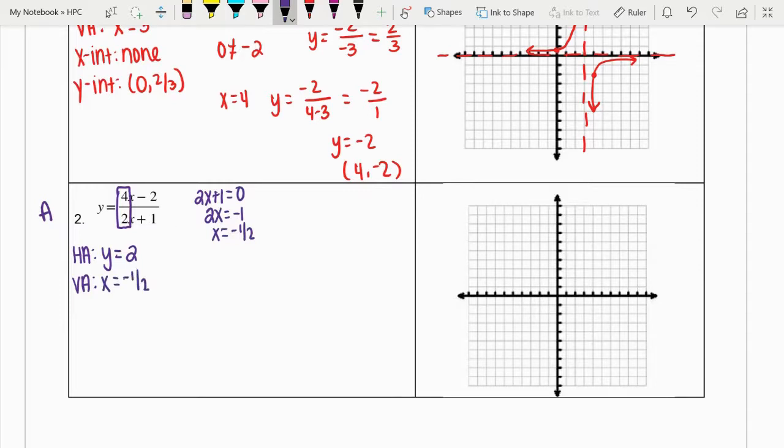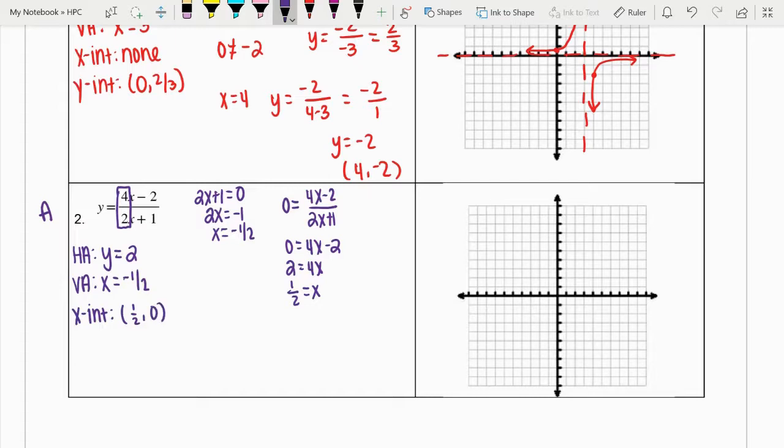Okay, now we can solve for our x and y intercepts. First, let's solve for our x-intercepts. So let's set y equal to 0. So 0 equals (4x minus 2) divided by (2x plus 1). Multiply both sides by 2x plus 1 and we get 0 is equal to 4x minus 2. Solve for x. 2 is equal to 4x. So then 1/2 is equal to x. So my x-intercept is going to be (1/2, 0).